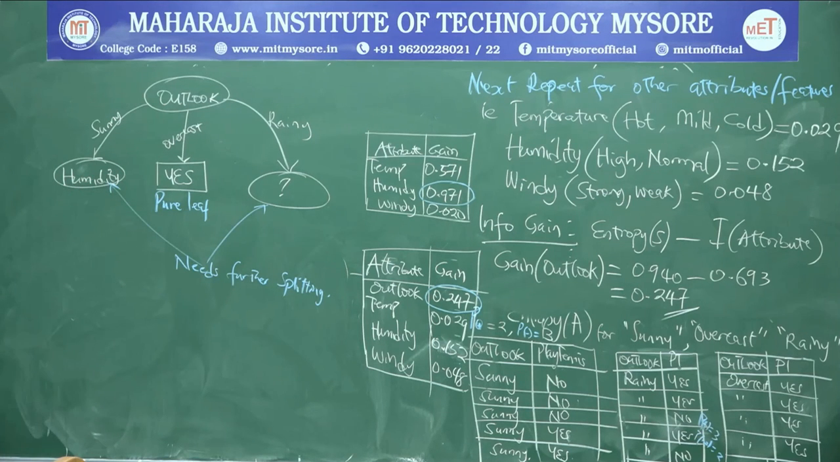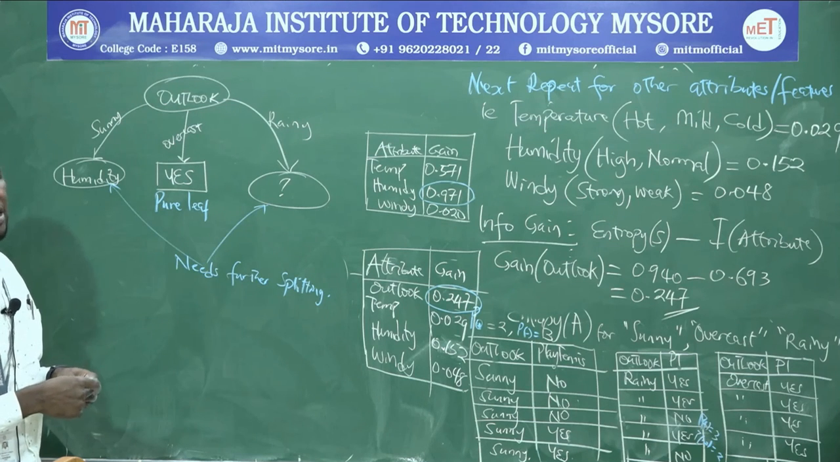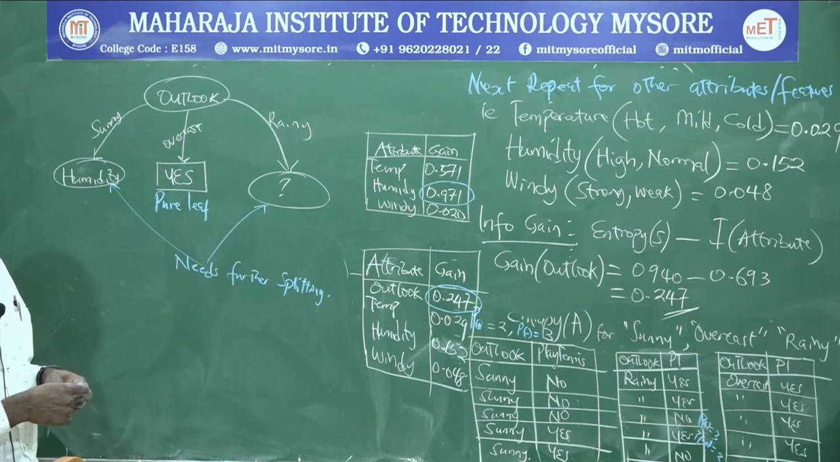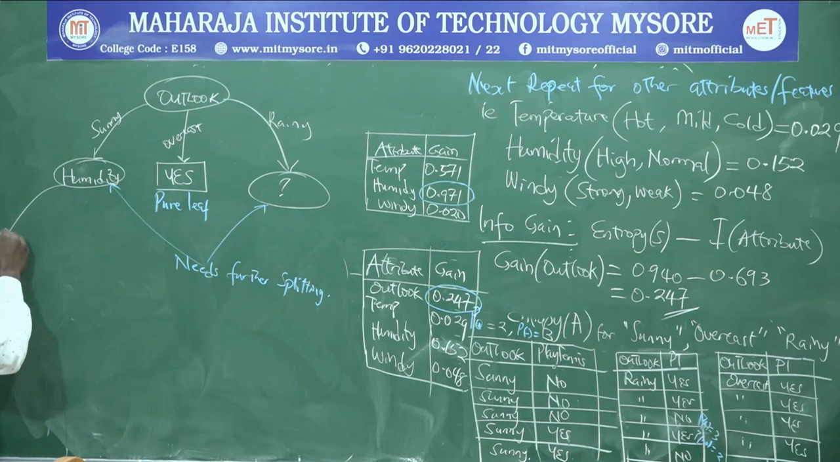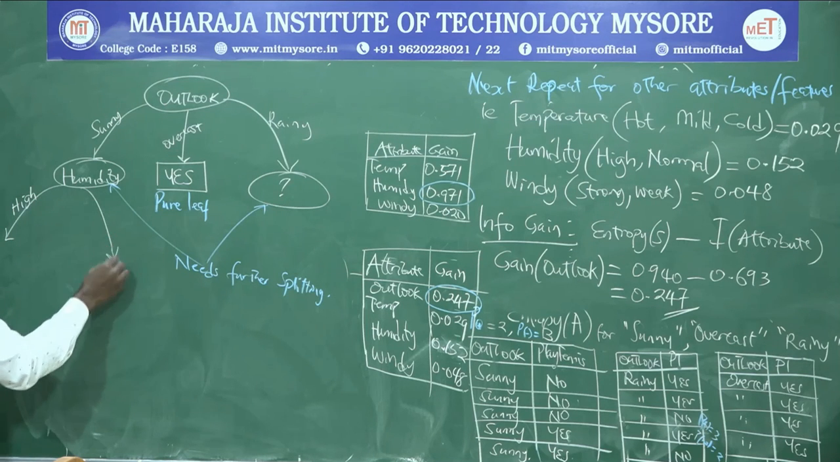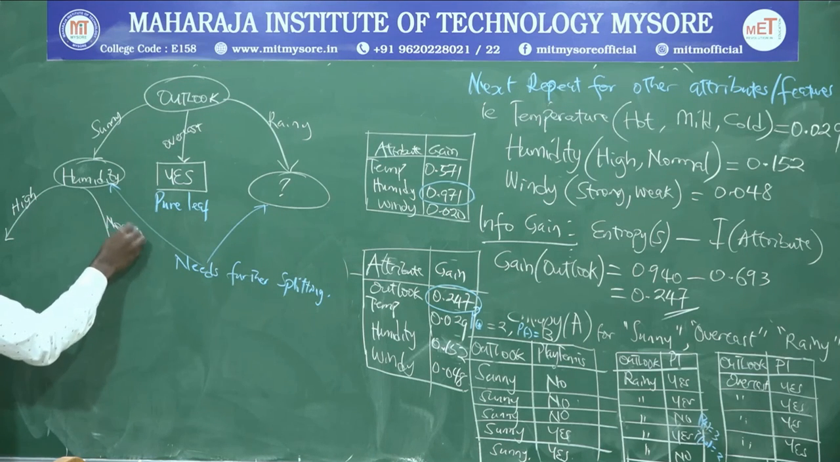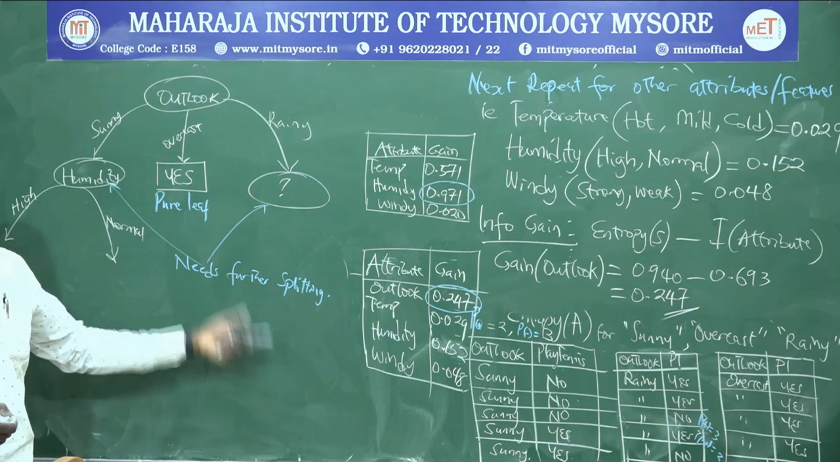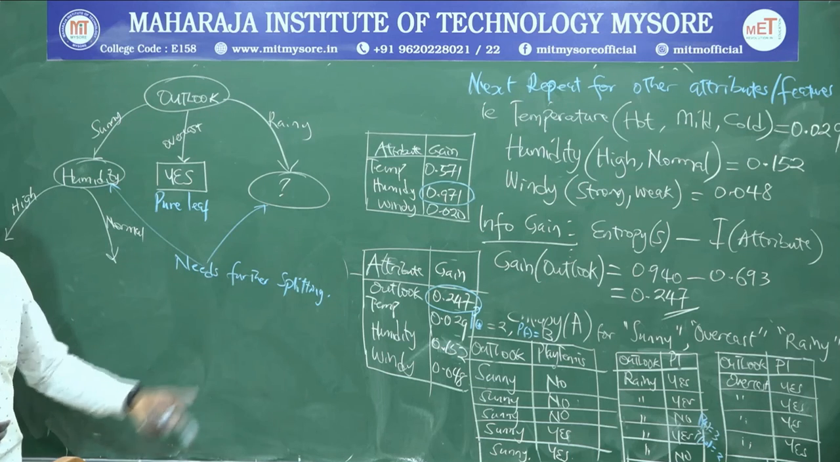Now, for humidity, what are the possible subsets? Go back to your table. You have only high and normal. High and normal. Now, high, check, check, check. I didn't draw the table, okay? That's why I want you to follow along. You trace it, and then you'll be able to understand what we are doing.